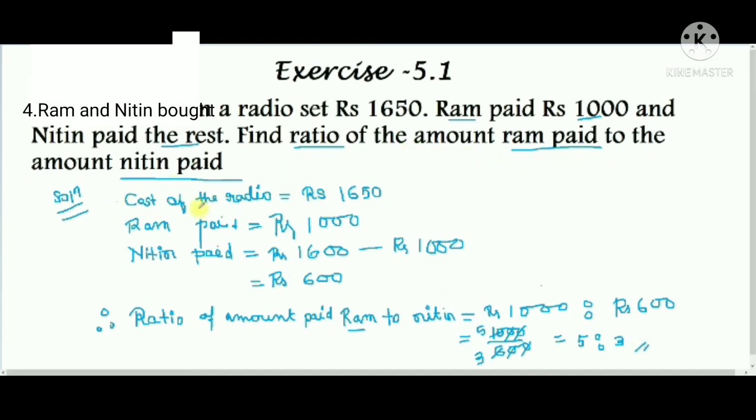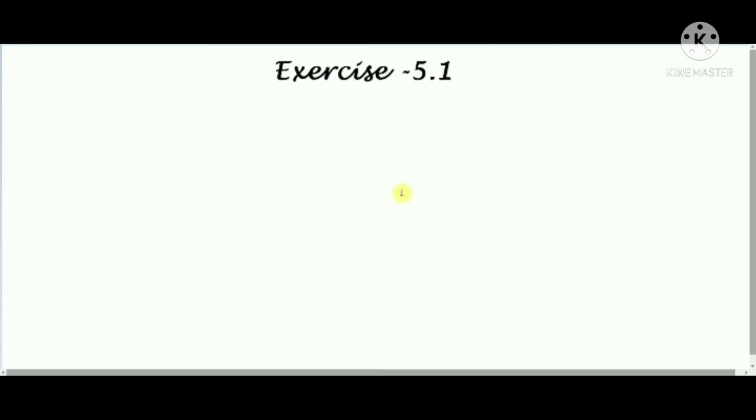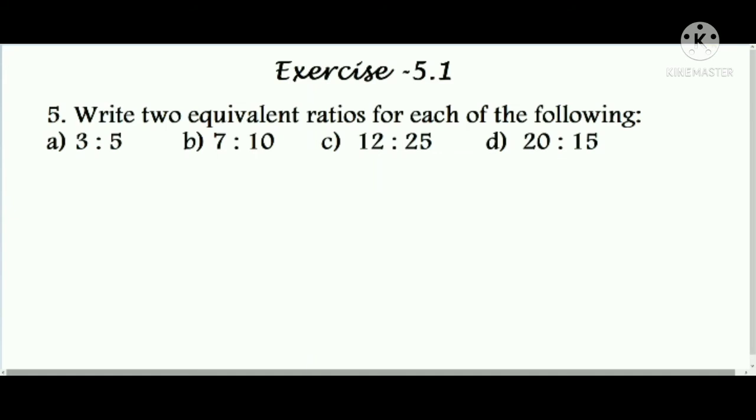Okay, next question. Now see question number 5. What is written? Write two equivalent ratios for each of the following. So now we have to write equivalent ratios. Here 3:5 is written, so the equivalent ratio will be like this.